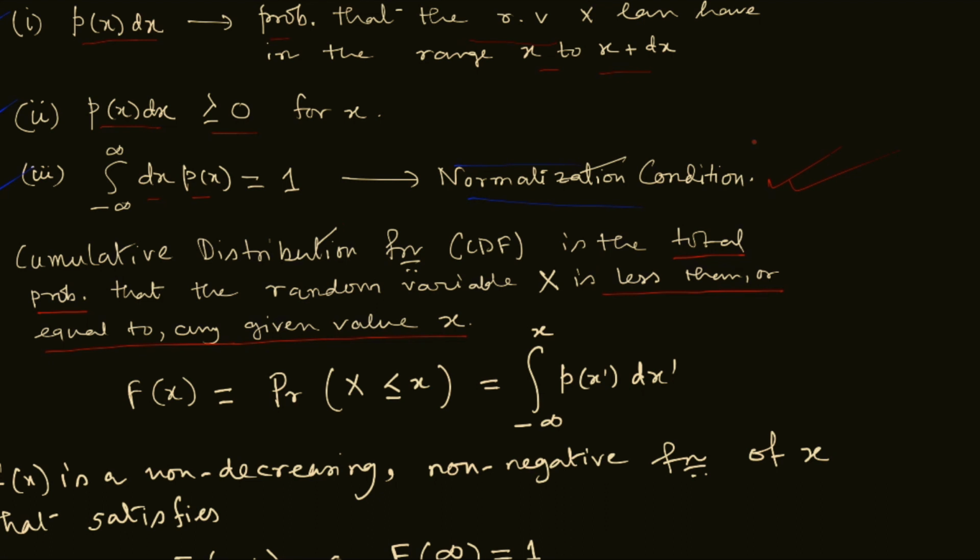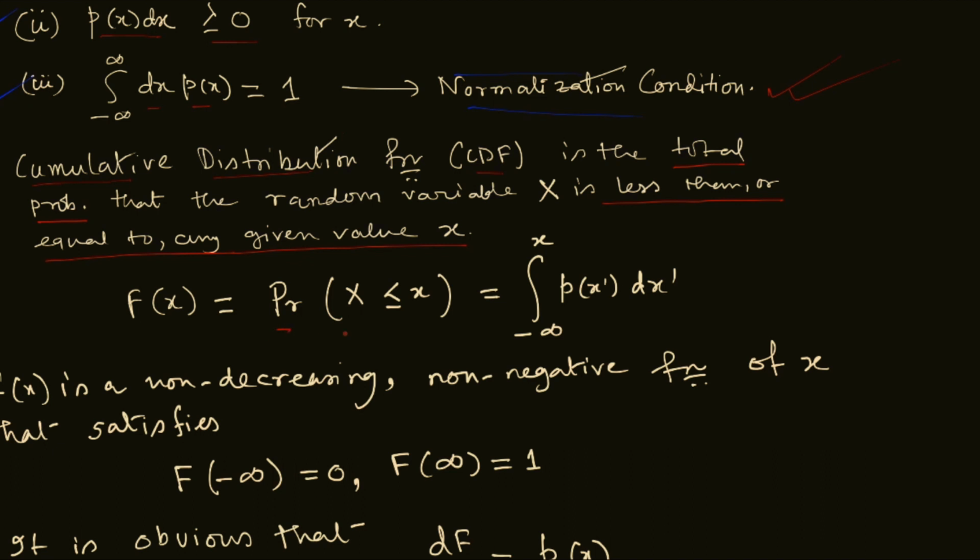There is another quantity which is sometimes very important, called the cumulative distribution function, CDF. It is the total probability that the random variable x is less than or equal to any given value x, and it is denoted by capital F(x). That means we integrate the probability density function from -infinity to that specified value x, using a dummy variable x prime, and it becomes a function of x.